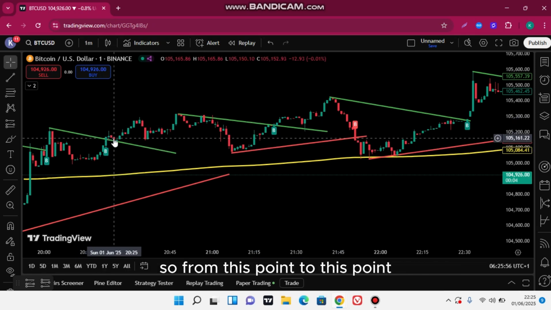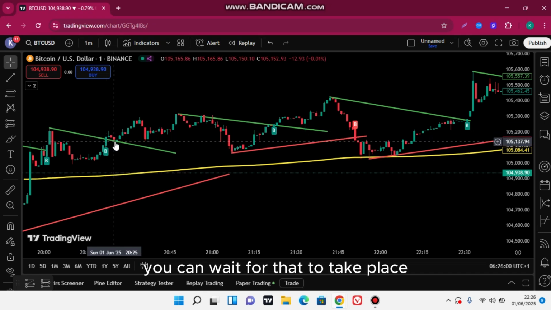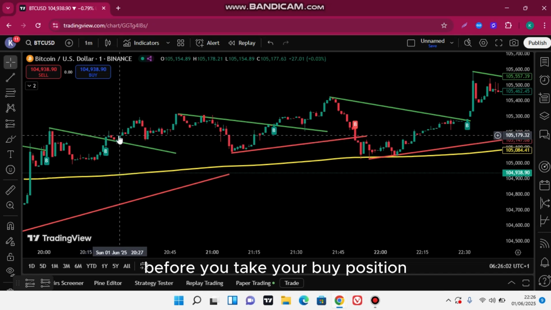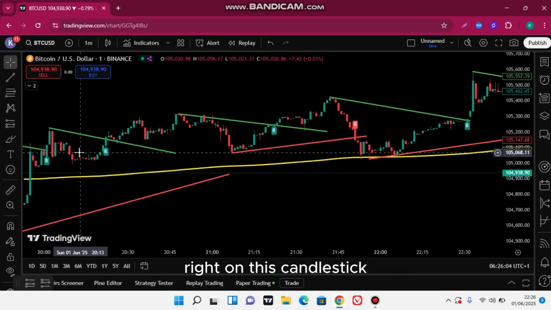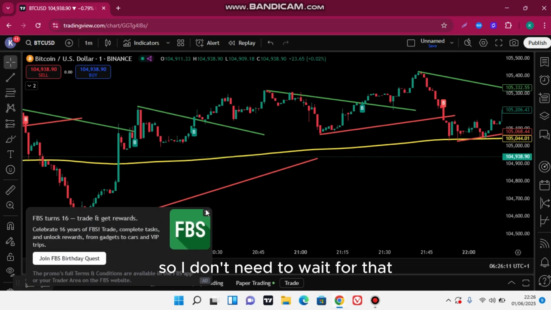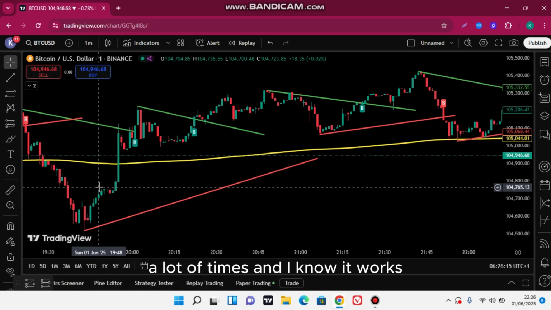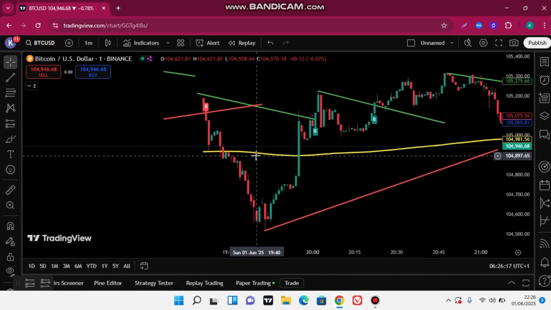So from this point to this point, these are consolidations. If you're a consolidating trader, you can wait for that to take place before you take your buy position right on this candlestick. But for me, I am an aggressive trader, so I don't need to wait for that, since I've already tested this strategy a lot of times and I know it works, and so I go right in.